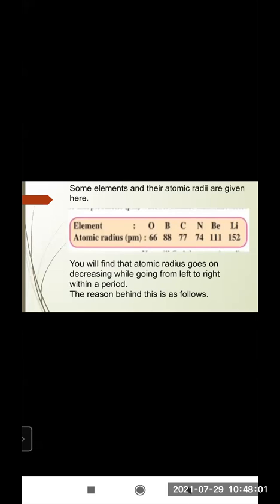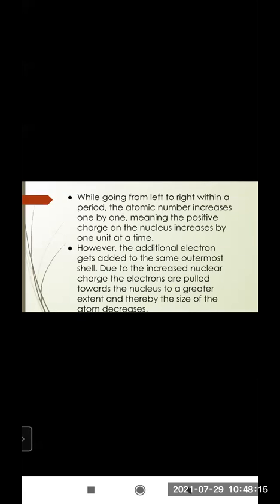Now see, you will find that atomic radius goes on decreasing while going from left to right within a period, and the reason behind this is as follows. Clear? First we'll complete this and then we'll see one activity. The reason behind this is as follows.